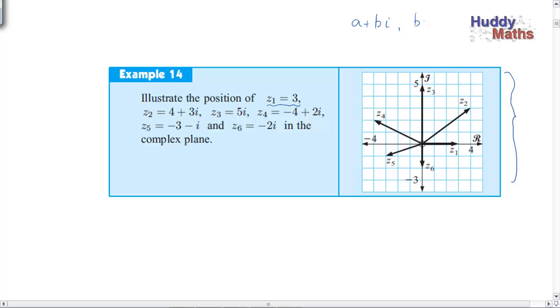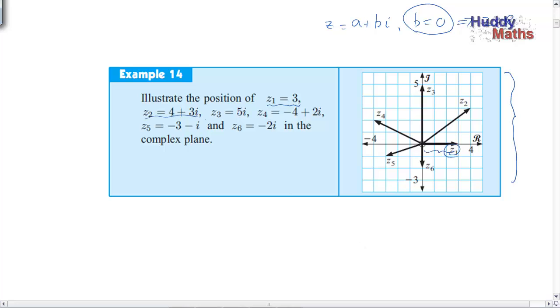b is equal to 0 implies z is a member of the real number set. And all real numbers are contained within the complex number set. They are all the complex numbers where the real part is any real number, but b is 0, so there's no imaginary part. Okay, so here it is down here. We've gone along the real axis 3 units.